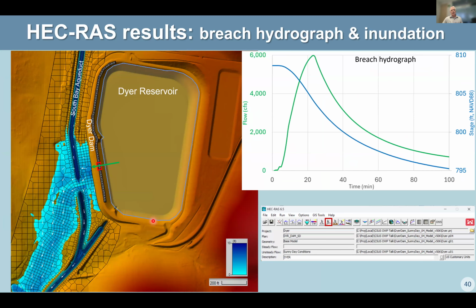This is a closer-up picture, kind of showing you what the results are. The model has to compute the breach hydrograph. That's dependent on those breach parameters, and it's dependent on how much water is in the reservoir and how high it is initially. It passes that breach hydrograph onto the mesh, and then the model routes that based on solving the 2D equations.